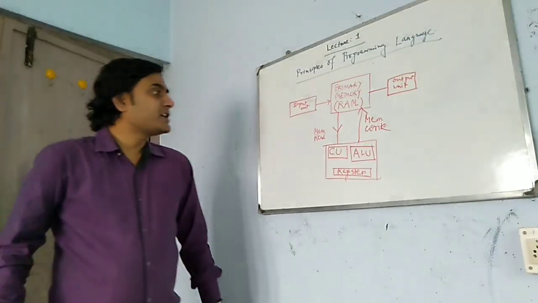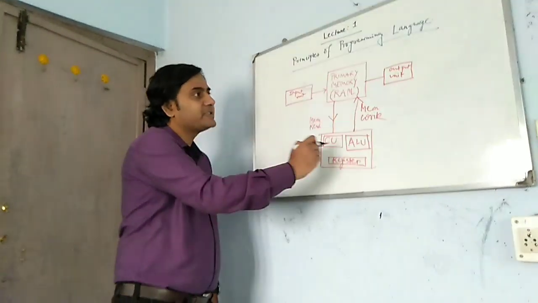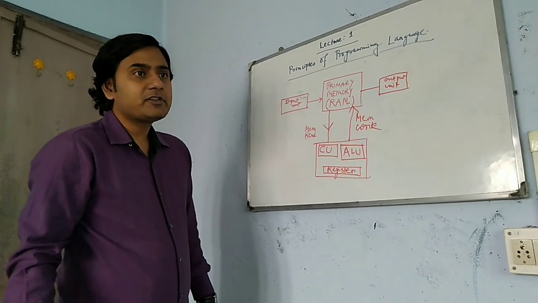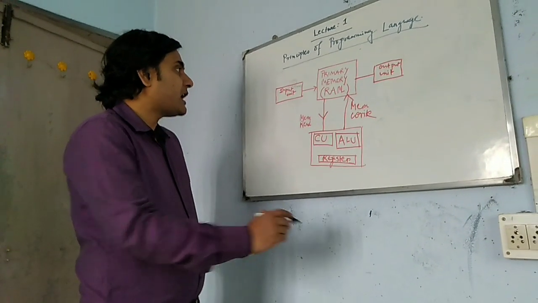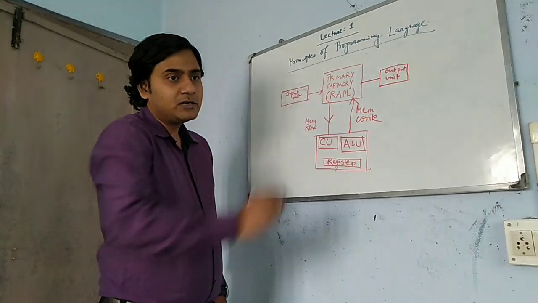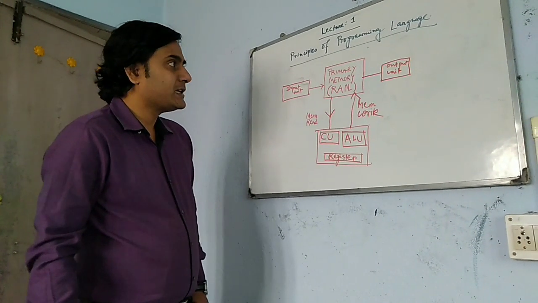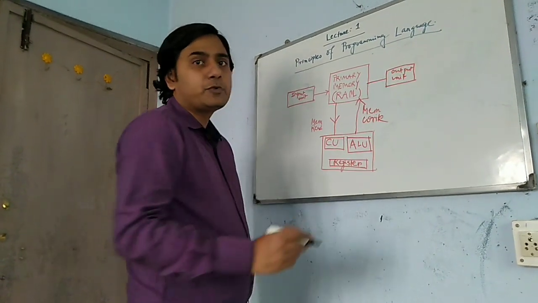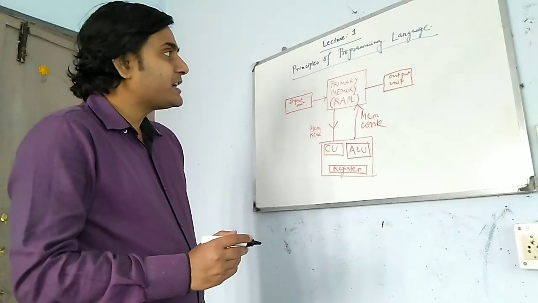In the last lecture, I explained the basic structure of a digital computer, and today we will explain how this block diagram relates to a programming language like C. Now to understand that, let me write one C program.